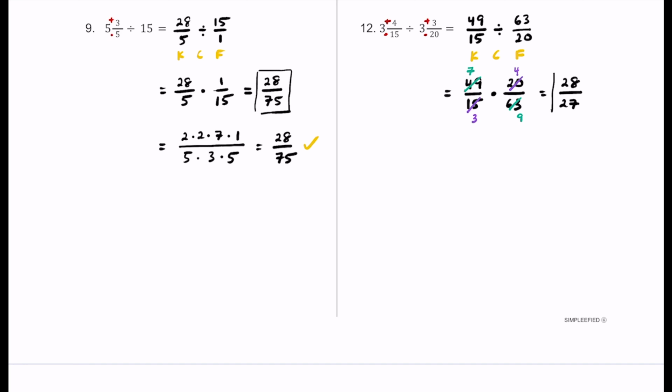So this would be one way of writing our answer. It's an improper fraction, which is fine. But you can also turn it into a mixed number, say this is 1 and 1/27, right? That's just the mixed number version of the answer here.